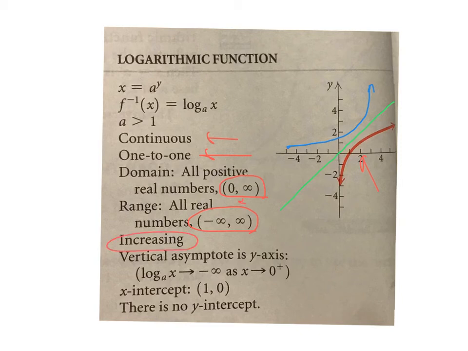It's increasing, meaning the graph's going up from left to right. The y-axis is the asymptote. The x-intercept is (1, 0). When we used to do this on the exponential, the y-intercept was (0, 1). And there is no y-intercept because the y-axis is an asymptote.